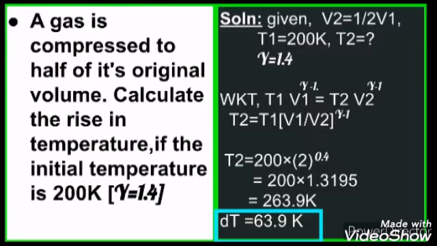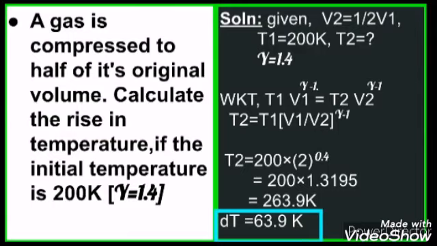Problem number 5. A gas is compressed to half of its original volume. Calculate the rise in temperature if the initial temperature is 200 Kelvin, gamma is equal to 1.4, where gamma is the specific heat ratio. Here, they want to compress a gas to half of its original volume, and the initial temperature of the gas is 200 Kelvin, and we have to find the rise in temperature. By data, V2 is equal to half of V1, T1 is 200 Kelvin, we have to find T2, and gamma is equal to 1.4, which is the specific heat ratio.